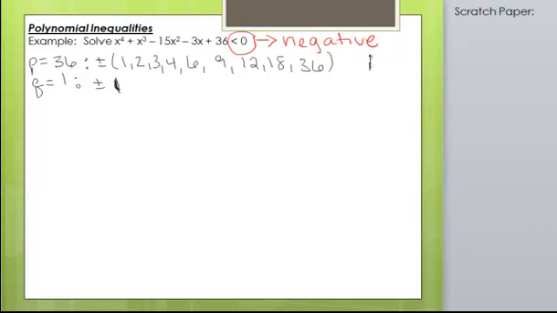If we do p over q, we have 1 over 1, 2 over 1, 3 over 1. We actually just end up with this list, right? So I'm going to make a shortcut and say p over q would be all of this list right here. Remember, that's only true because our q is 1. That doesn't always work. So we need to try some.